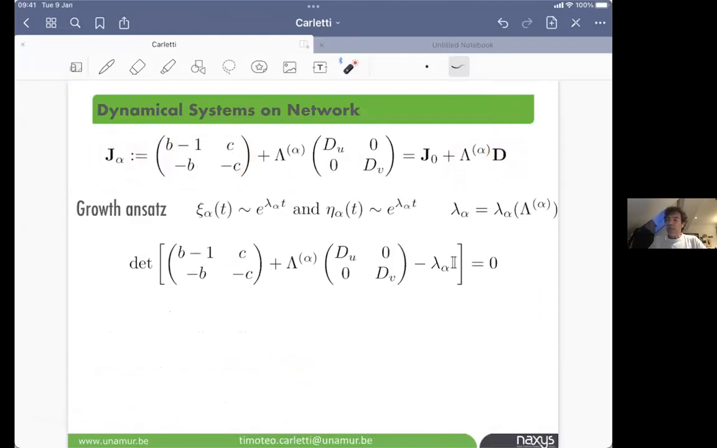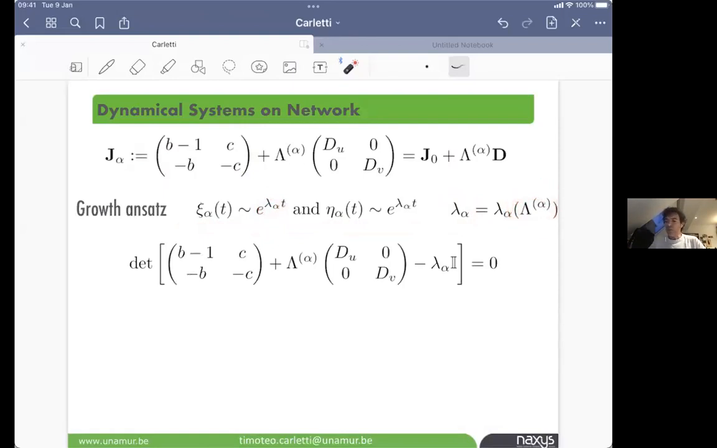Now I assume, because I want to show that the equilibrium becomes unstable, and the simplest thing is to assume that it is unstable exponentially. So if lambda alpha is positive, then you have exponential growth at short time, while if lambda alpha is negative, you have exponential decay at short time, so the equilibrium is stable. Of course, this lambda alpha is a function of all the parameters, but more importantly, of the spectrum of the Laplacian. So this is where the network enters. The network enters via the spectrum.